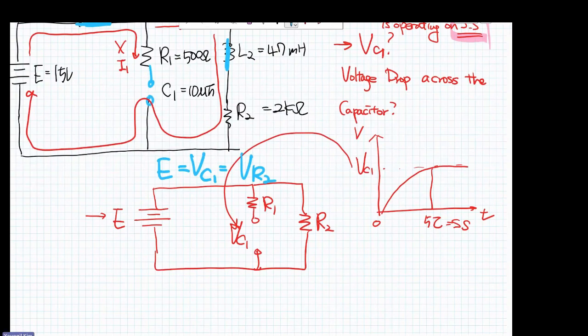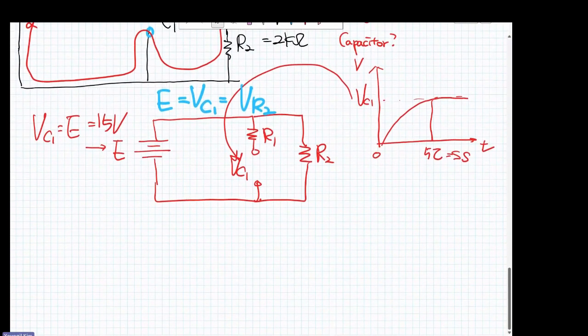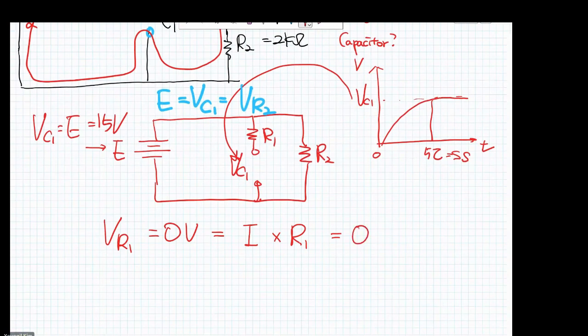So the V sub C sub 1 in here, the answer is E. E is 15 volt. Okay. And then question two, what is the V sub R sub 1? It's 0. Why? Because by Ohm's law, V sub R sub 1 is I times R sub 1. So what is the I, Dylan? What's the I for the V sub R sub 1? 0, right? Yeah. So 0 times R sub 1 is 0. So V sub R sub 1 is 0.